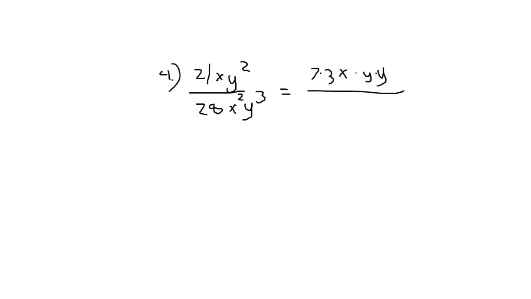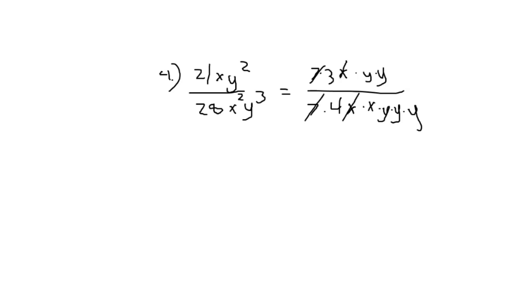Now let's move on to our last problem. Let's make this more complex or much harder. What if we have 21 times x times y raised to the second power divided by 28 times x squared times y. So 7 times 3 times x times y times y. And then 7 times 4 times x times x times y times y times y.